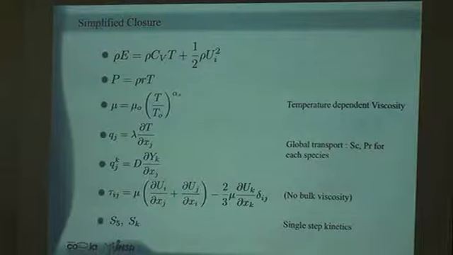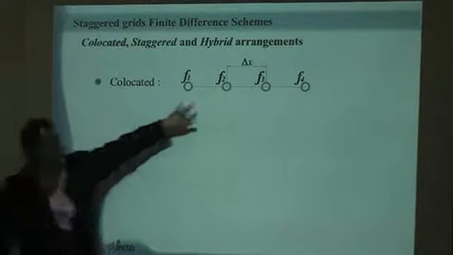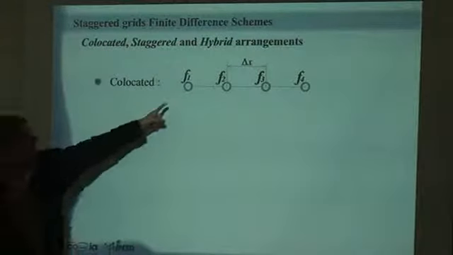So we chose a simplified closure model. Very simplified. Single-step kinetics. Very global transport. Very, very simple. And usually, this kind of DNS is made with collocated arrangements. That means that all variables are defined only on a unique grid. All variables, the rho, the velocity components, the pressure, the temperature, are all defined on the same grid.